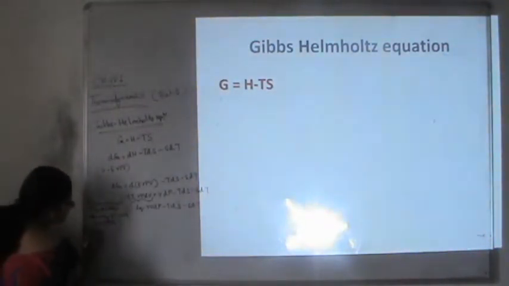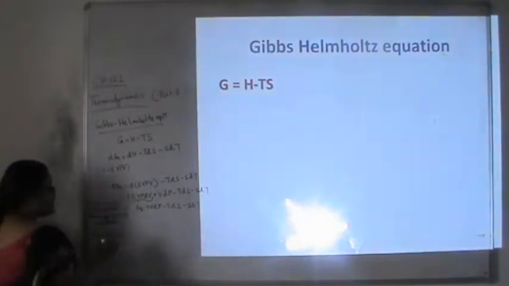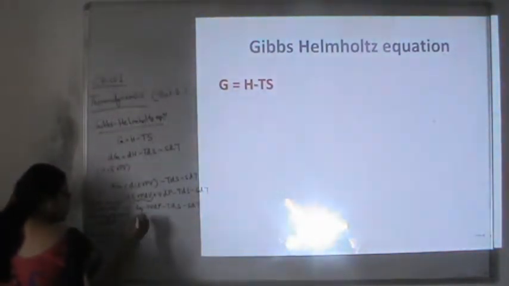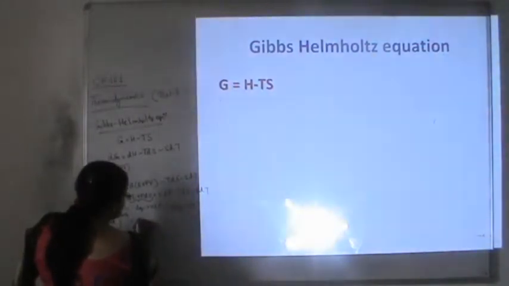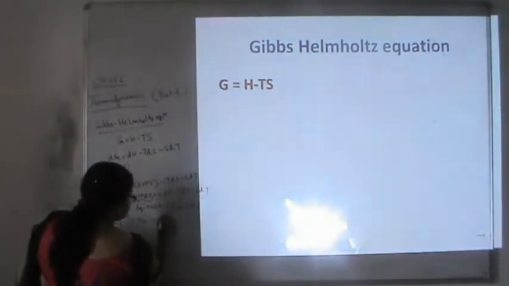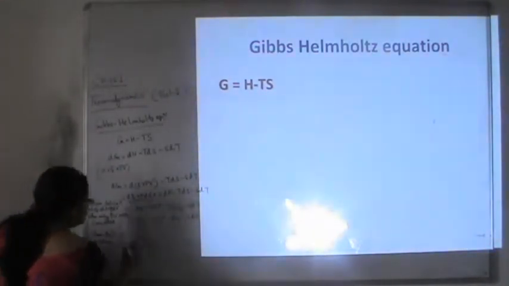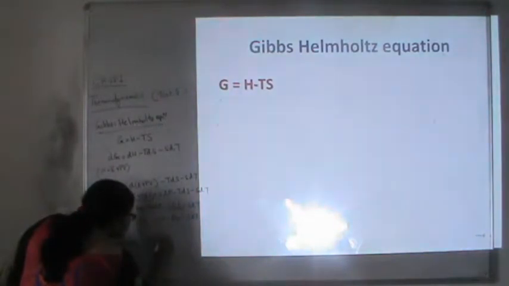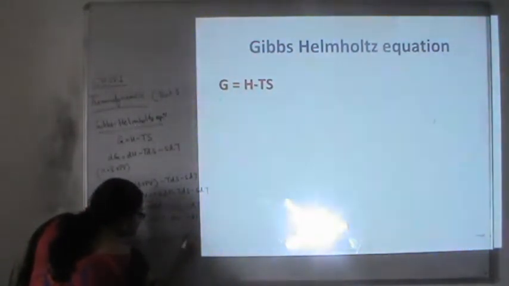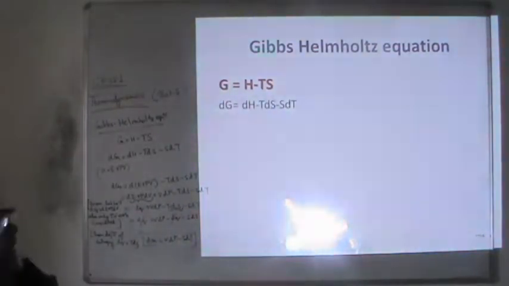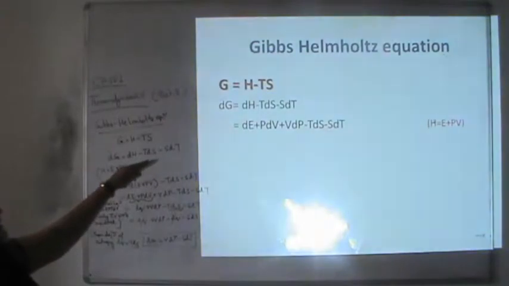From the definition of entropy, we can write dQ is equal to TdS. So TdS, we can replace by dQ. So finally, dG is equal to VdP minus SdT. This is one form of the Gibbs-Helmholtz equation. dG is equal to VdP minus SdT. So dG is equal to dH minus TdS minus SdT.